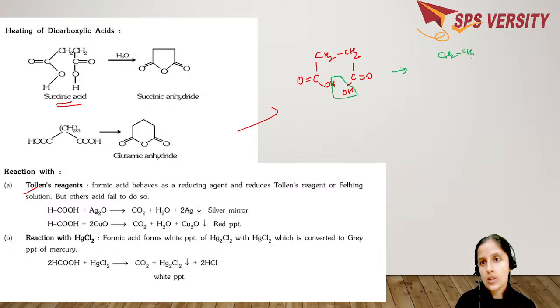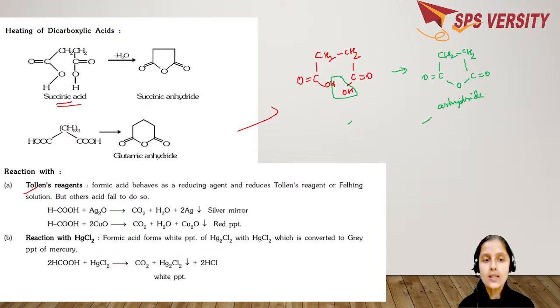CH2, CH2, C double bond O, O, C double bond O. This is called an anhydride. When two carboxylic acid molecules combine, or if a dioic acid undergoes dehydration, then you are going to get the anhydride. The same thing happens in glutamic acid also, where you are going to get the glutamic anhydride at the end. Then the reaction with the Tollens reagent.